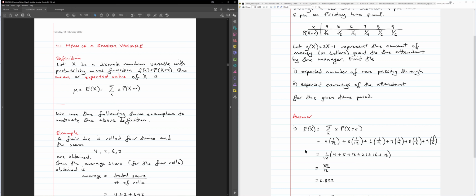So you get this expression over here, and really you just work it out. When you work it out, you get an expected value of 6.833. Now you want to notice that this expected value is taking a value in between the 4 and the 9. So that's one thing you could notice.